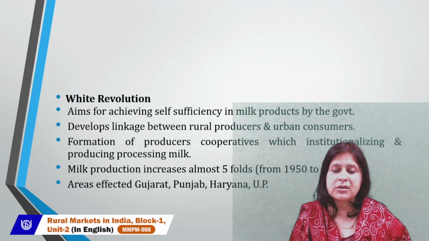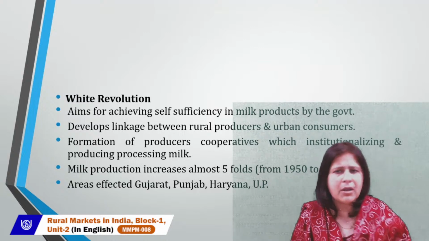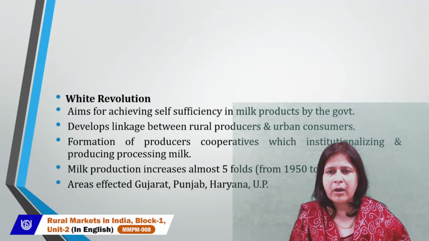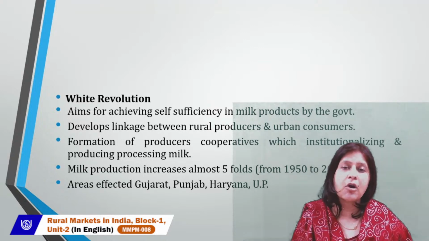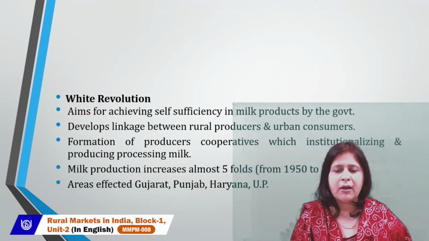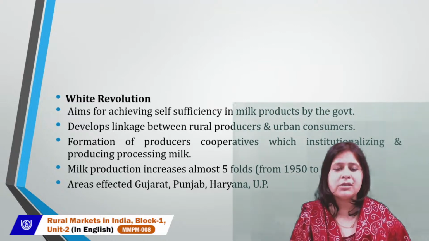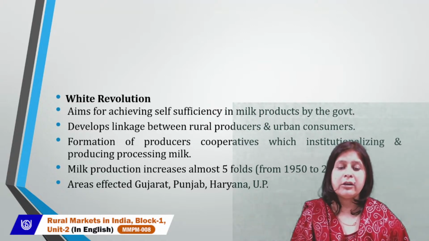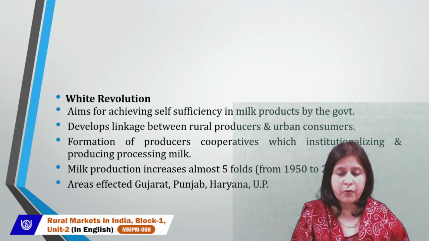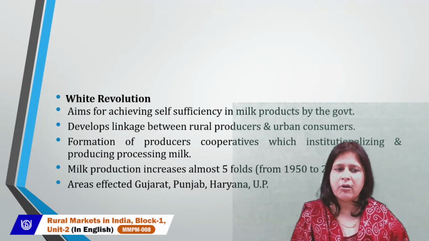Formation of producers' cooperatives, which means institutionalization and processing of milk. We all know about Amul and various other cooperatives, which produce the processed milk. Milk production increased almost five folds from 1950 to 2001. So it has gone up five times.